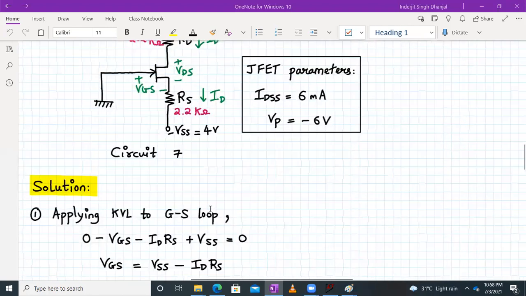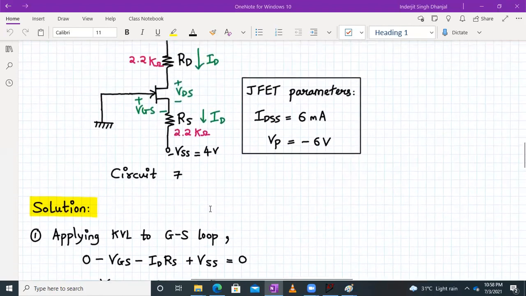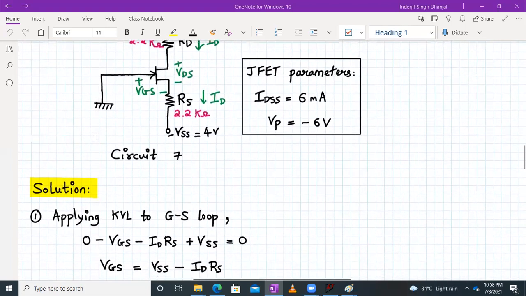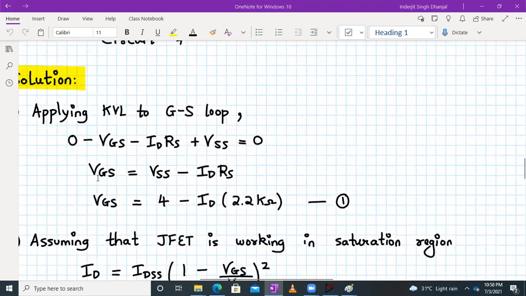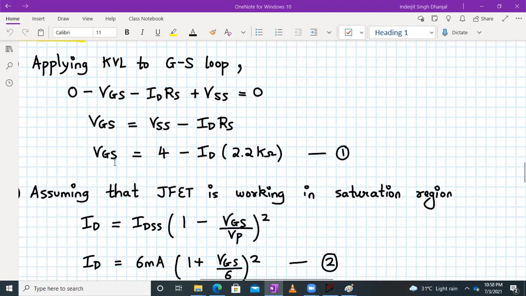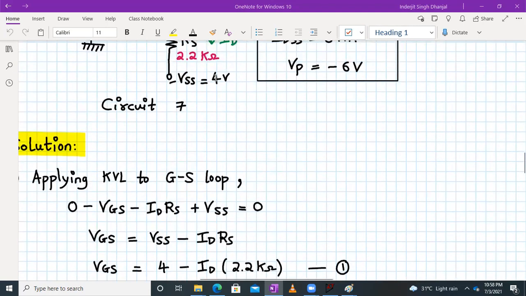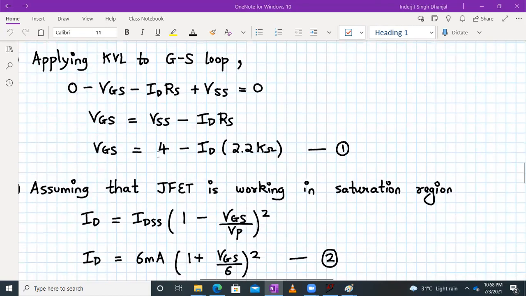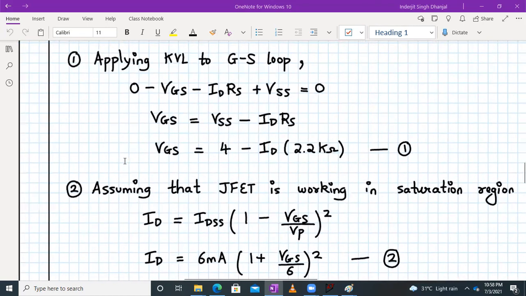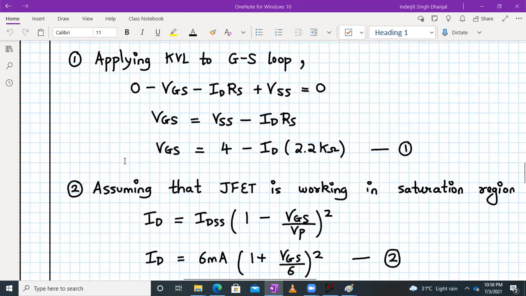So let us begin the analysis. When we apply the KVL to the gate source loop, what you will get? 0 minus VGS minus ID RS plus VSS is equal to 0. Okay, so what will be VGS? VGS will be equal to VSS minus ID RS. Over here, VSS is already considered negative because we have written minus VSS. So VSS value will be 4 minus ID RS. RS is 2.2K. So this equation number 1 will be VGS equal to 4 minus ID times 2.2K.